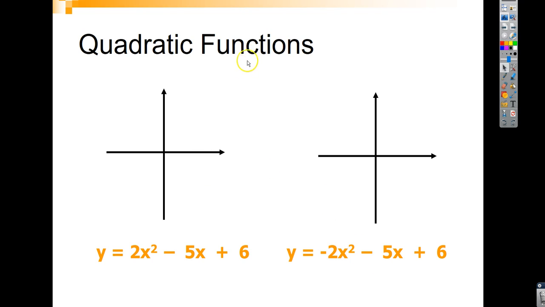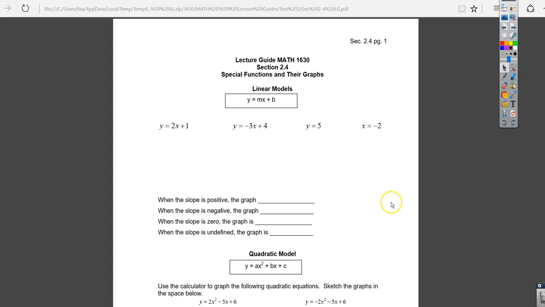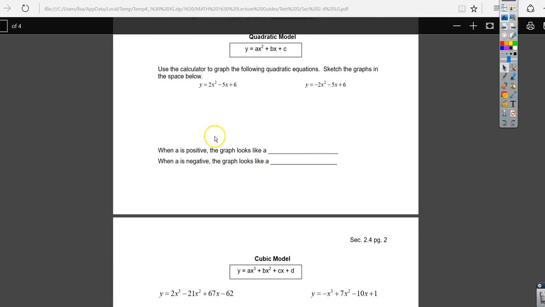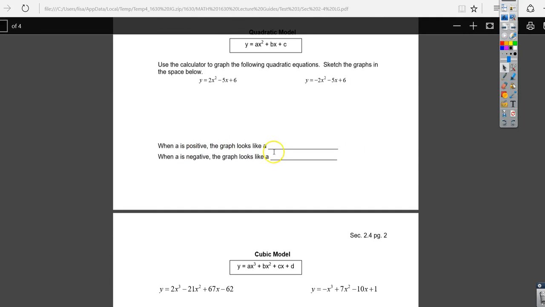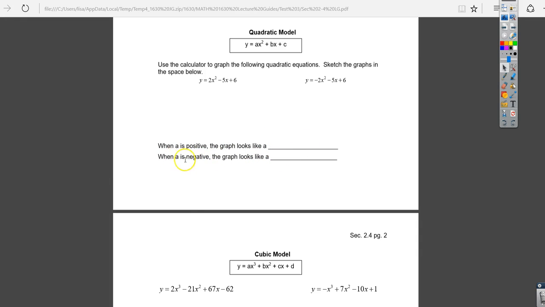So on to the quadratic functions. We learned that quadratic functions were U-shaped. So if you notice here, this has a positive x squared term, so it opens up. This has a negative x squared term, it opens down. When a is positive, the graph looks like a smiley face. When a is negative, the graph looks like a frowning face.